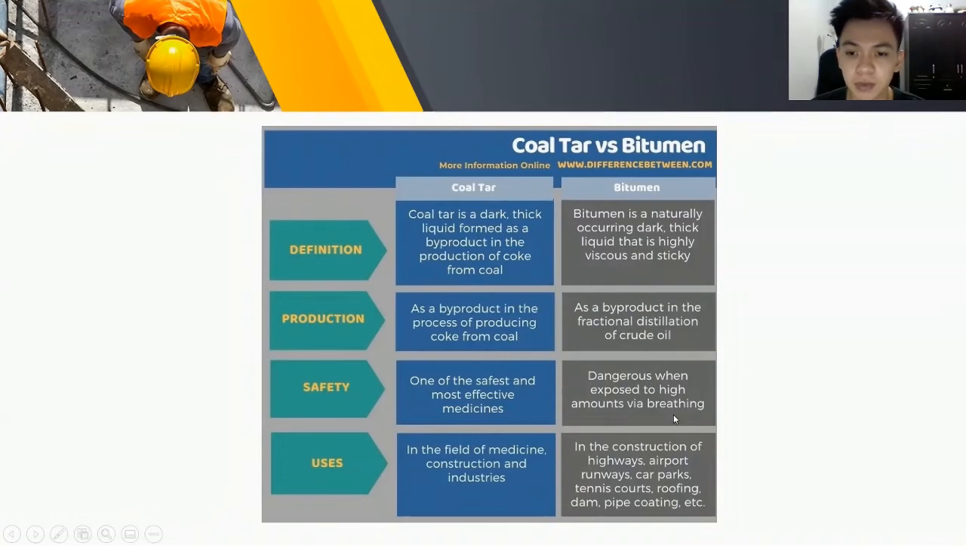dangerous when exposed to high amounts via breathing. So pag naamoy natin siya, kunyari, nasa ano tayo sa highway, naamoy natin yung mga asphalto na ginagamit. Sabihin, hindi mabuti sa kalusugan yan. So okay, kailangan natin gawin, umalis na tayo ron. So sa uses naman, si tar, in the field of medicine, construction, and industries. While si bitumen naman, sa construction lang siya nagagamit. Okay? Construction of highways, airport, runways, tsaka iba-iba pa.